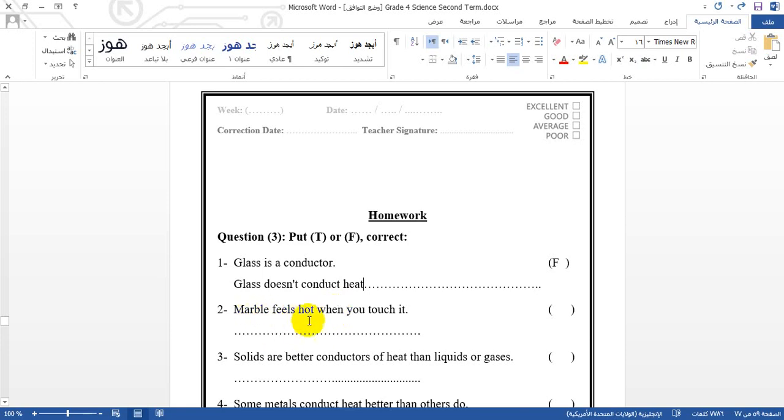Okay, what about the marble? Marble feels hot when you touch it. Why, guys? No, sure, false. You feel cold. So you have to write here, your body feels cold. Feels cool because, what, guys? Because it can still conduct heat away from your body. Did you remember?